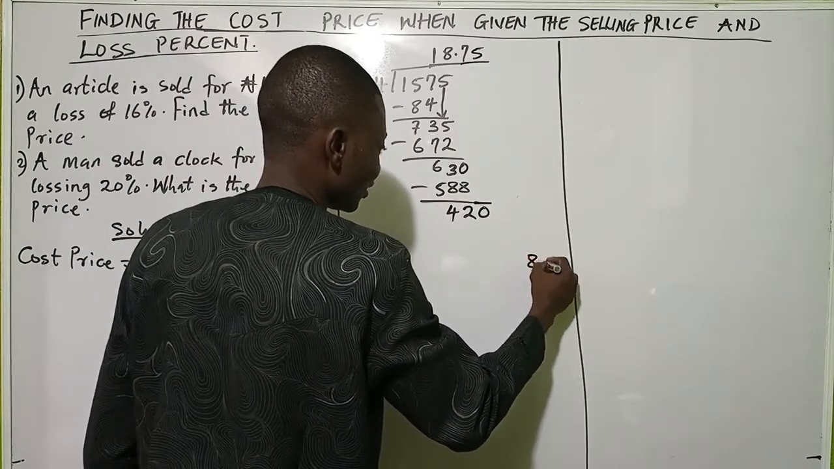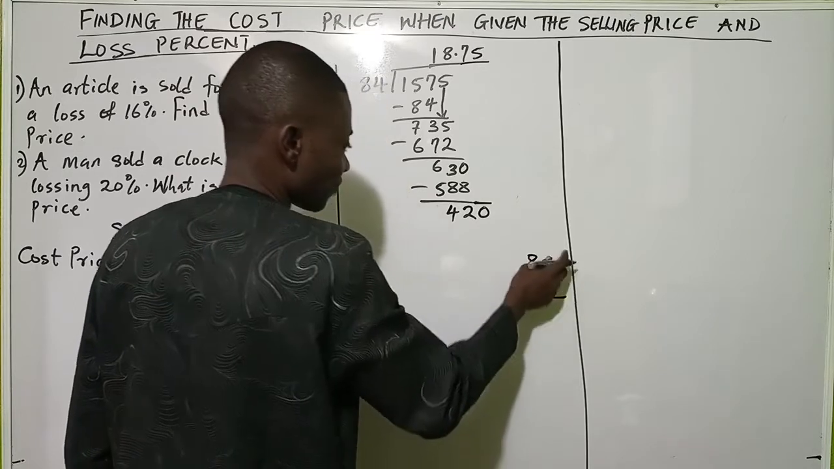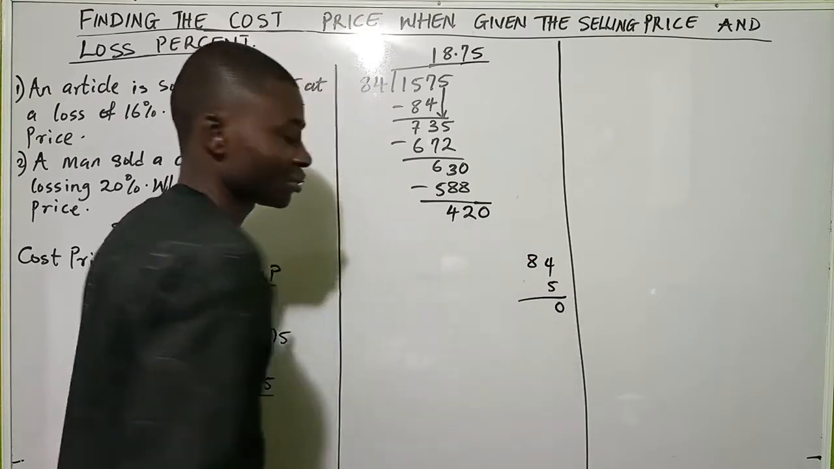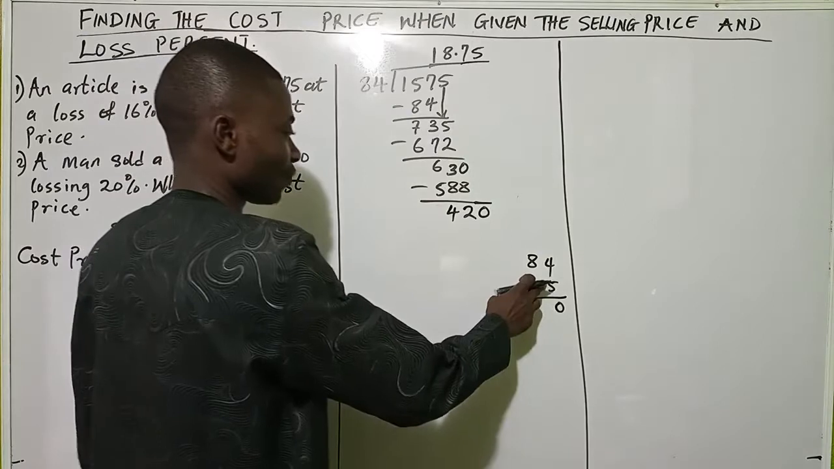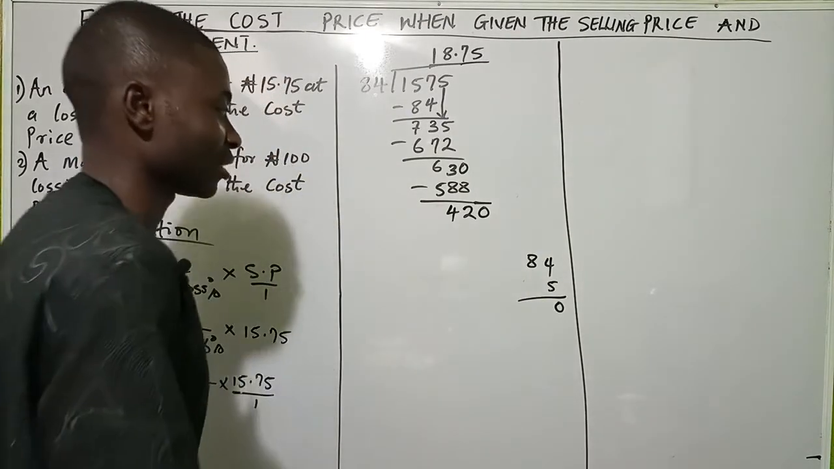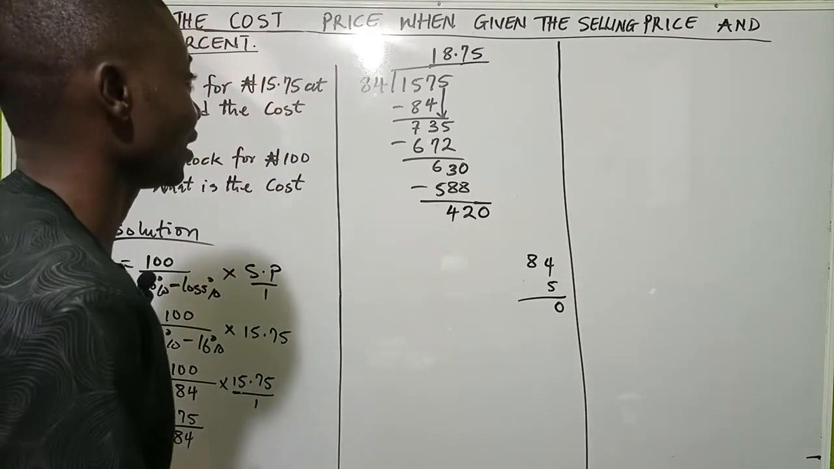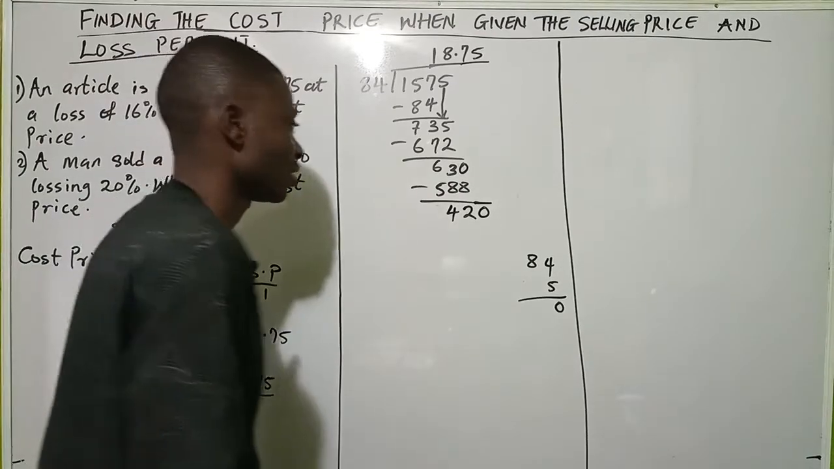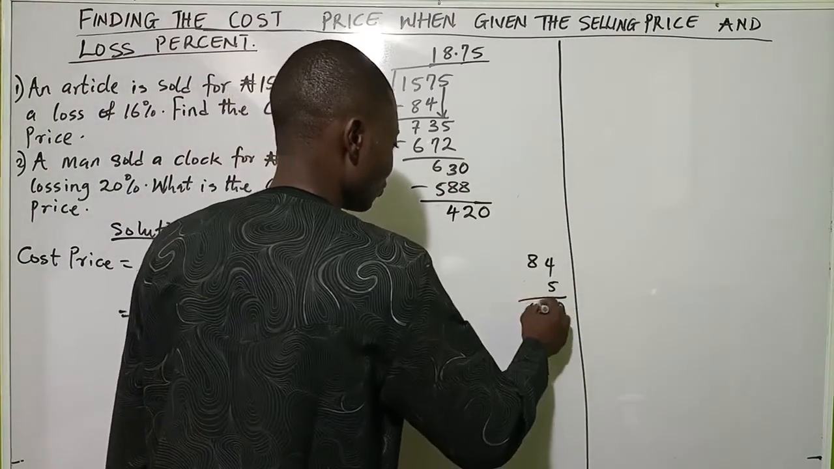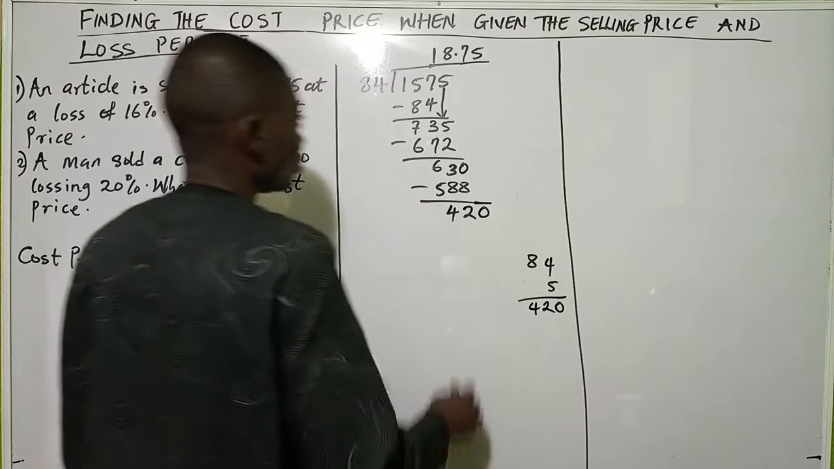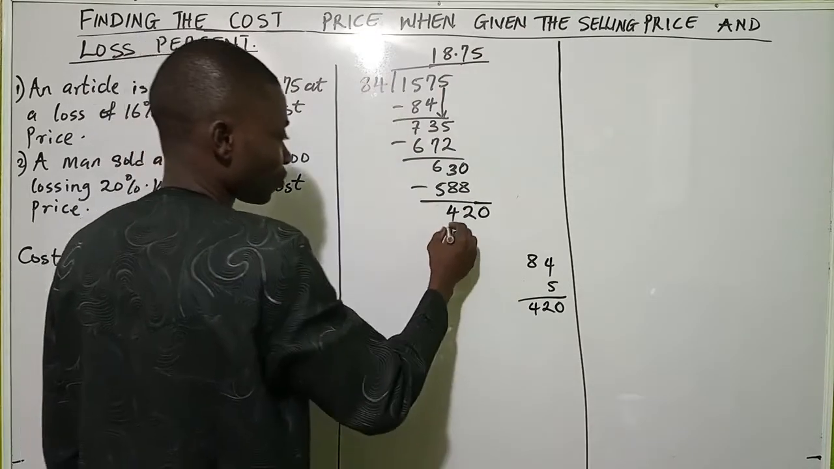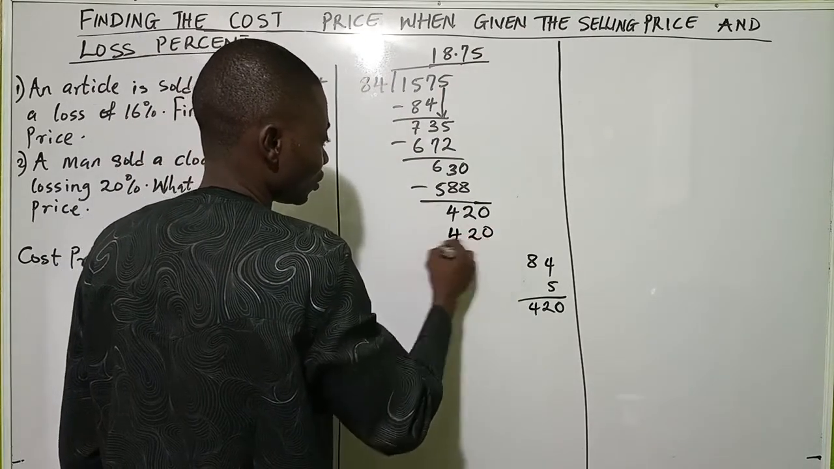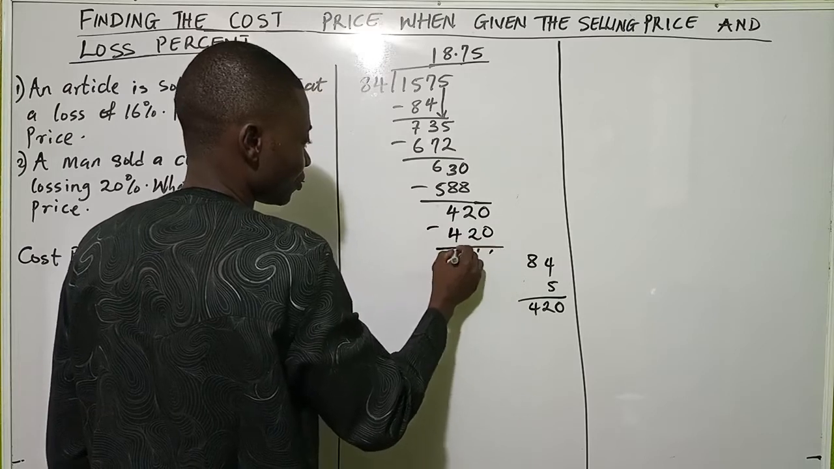Let's check it out again. 5 times 4 is 20. You write down 0. Carry 2. 5 times 8 is 40. 40 plus the 2, that is what? 42. So 5 times 84 gives us what? 420. Subtract: 0, 0, 0.